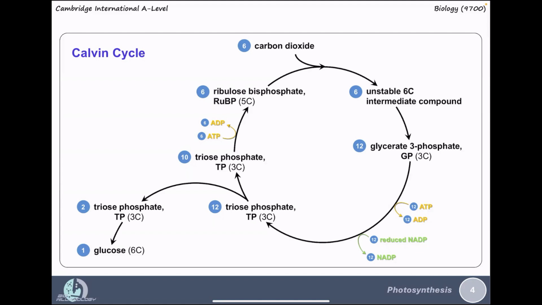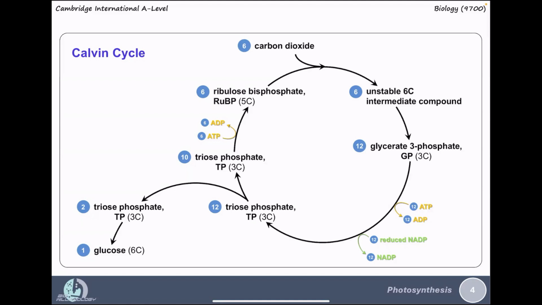Therefore, in this diagram, you can see that the overall reactions require 6 ribulose bisphosphate to react with 6 molecules of carbon dioxide to get 6 molecules of unstable 6-carbon intermediate compound. These 6 unstable intermediates dissociate to form 12 molecules of glycerate 3-phosphate, and the 12 molecules of GP are reduced to form triose phosphate. A total of 12 triose phosphates are formed in 6 cycles of the Calvin cycle.